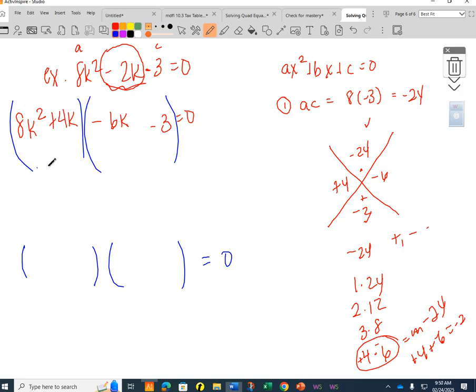Very good. The GCF is the first one. What is the GCF of 8k squared and 4k, Brandon? K is part of it. Is there a numerical part? 2 is a common factor, but not the greatest common factor.